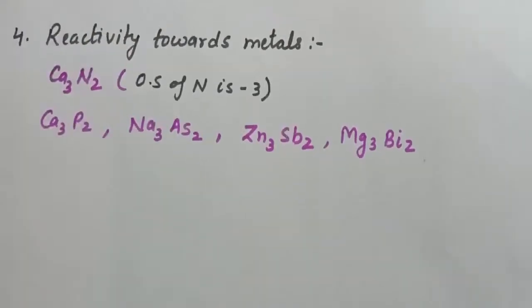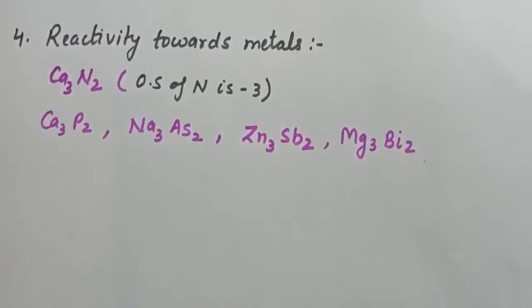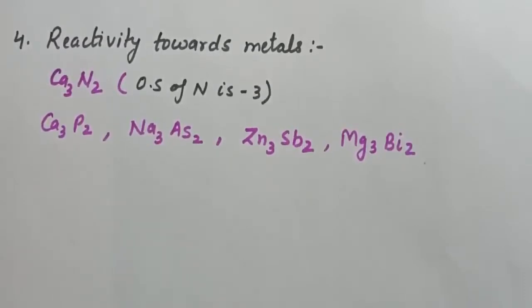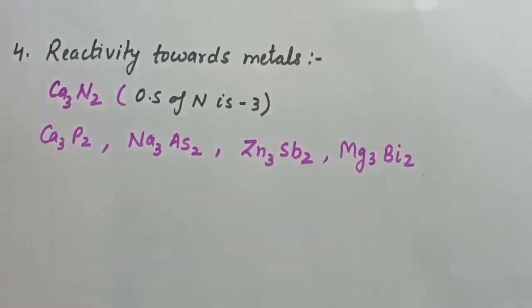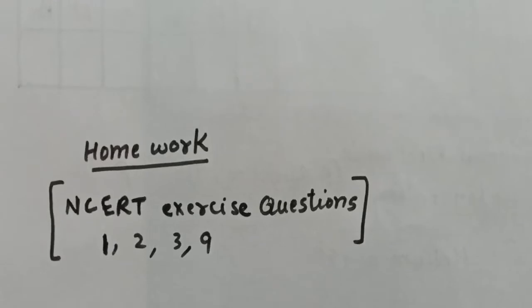So these are the four properties. First is reactivity towards hydrogen, then we have reactivity towards oxygen. Third is reactivity towards halogen, and fourth is reactivity towards metal. After doing this, you can solve NCERT exercise question number 1, 2, 3 and 9.